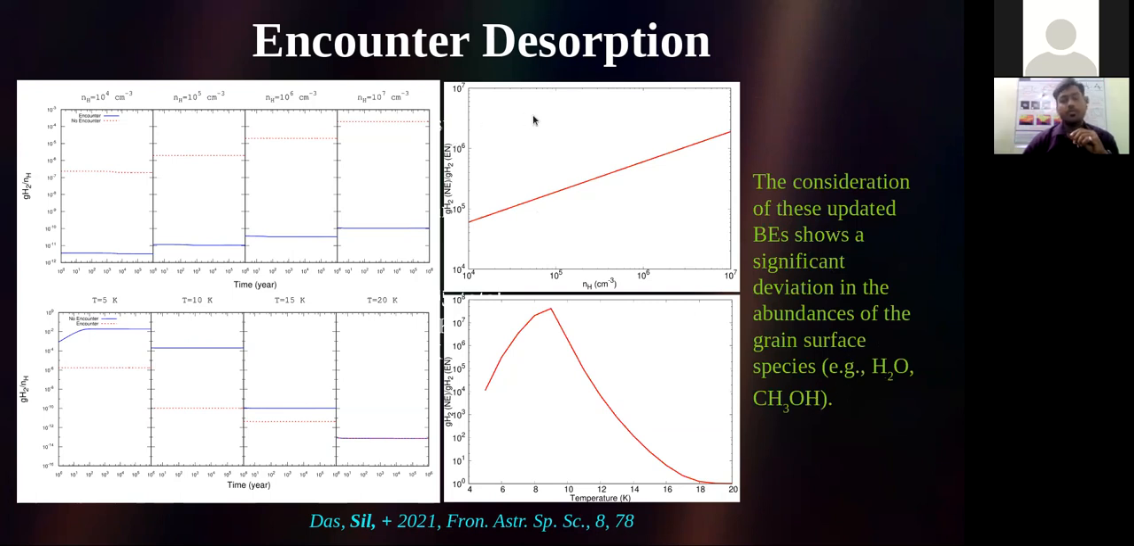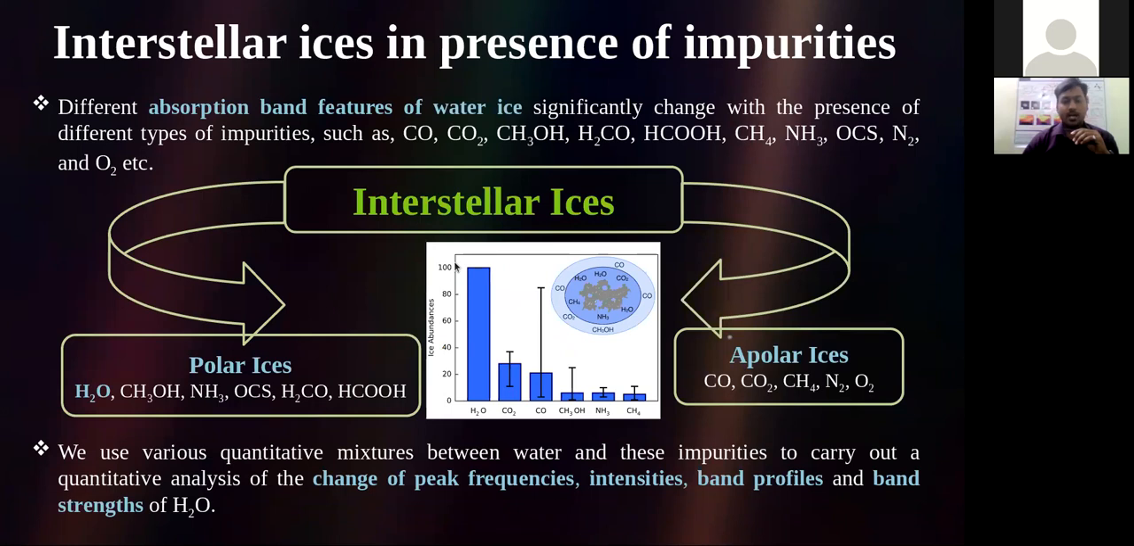So encounter desorption should be considered to realistically model the environment. Now we move to the next topic, where we study some interstellar ices. Interstellar ice contains H2O mostly, of the order of 70%, then CO2 and CO of the order of 20 to 30%, and the other 5% is CH3OH, NH3, and CH4.